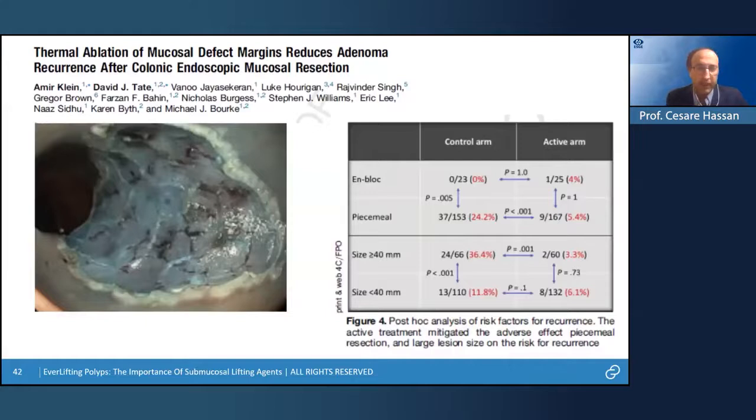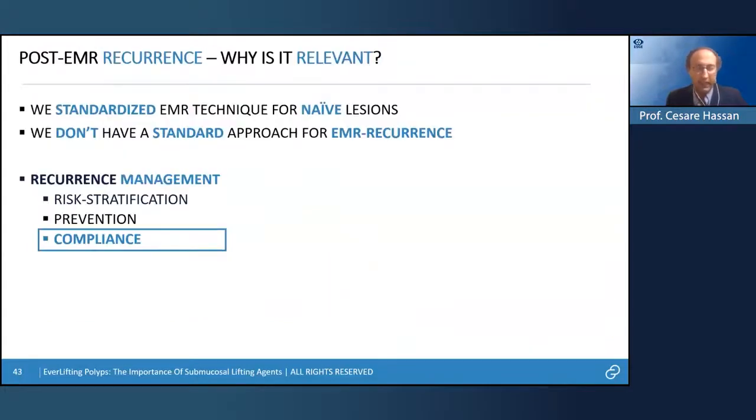For instance, if you do piecemeal resection of a very big lesion with tip snare coagulation, you go down from 24 to 5%. Okay, big gain, so it is worth it. But if the lesion is small, you go down only from 11 to 6%. So the gain here is much less. The gain of the thermal ablation is related also to the initial risk.